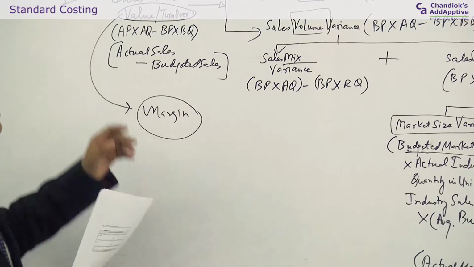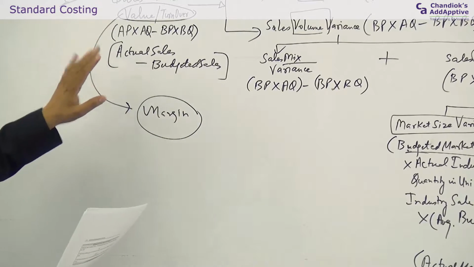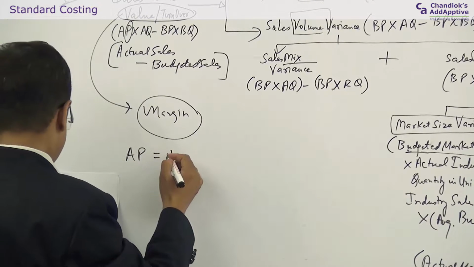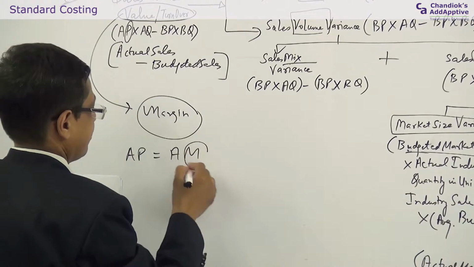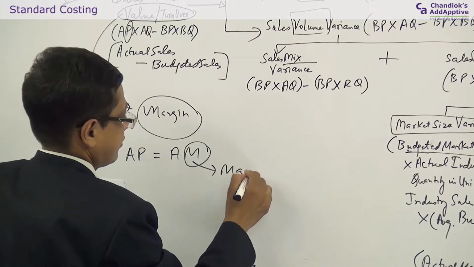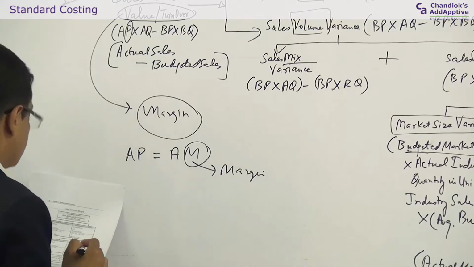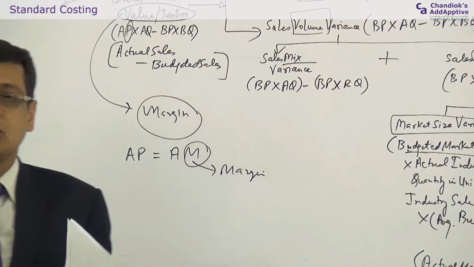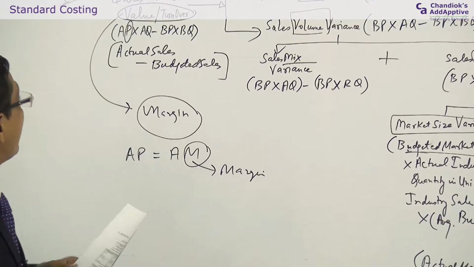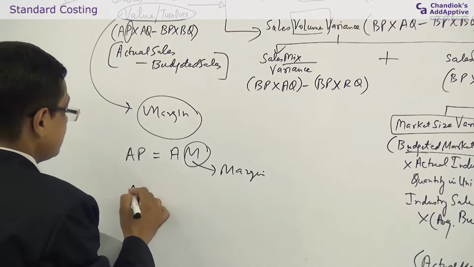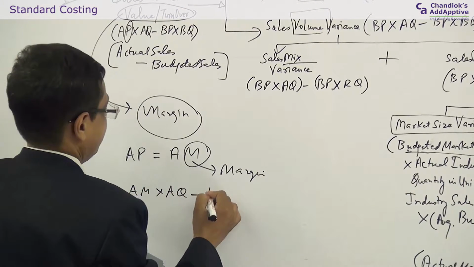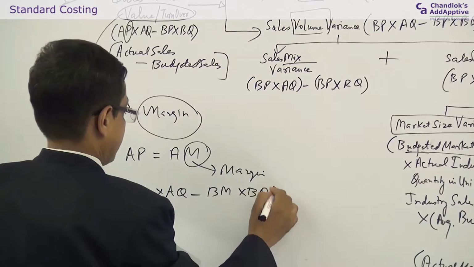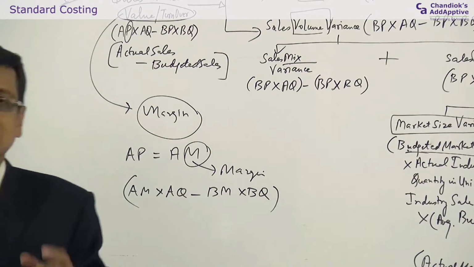So the formula remains the same. What changes is this P: AP becomes AM, actual margin. So wherever you have P, all P becomes M. It shows margin. So the first formula in that case becomes actual margin into actual quantity minus budgeted margin into budgeted quantity. So what is margin? Margin is the profit.